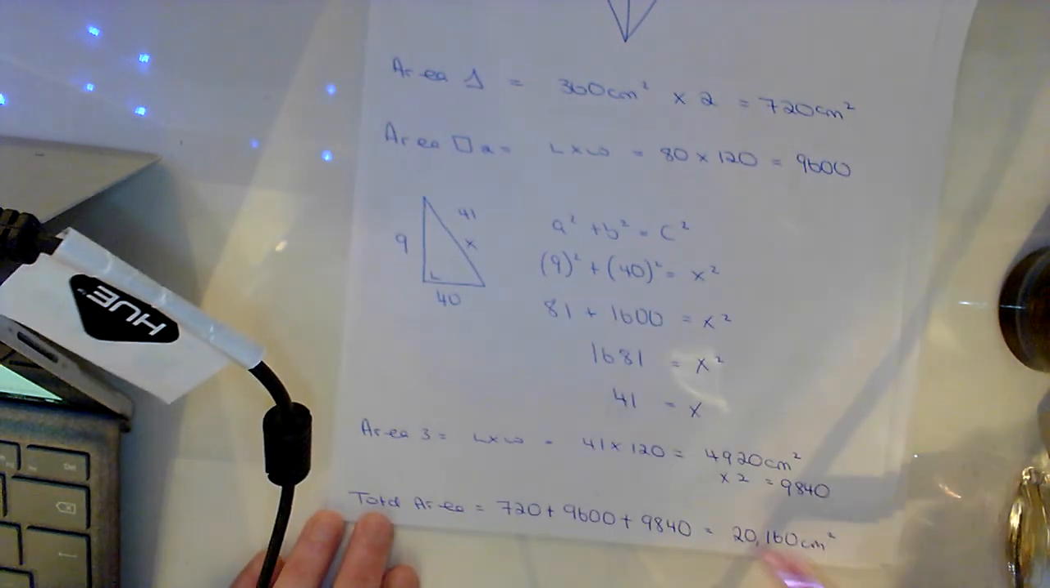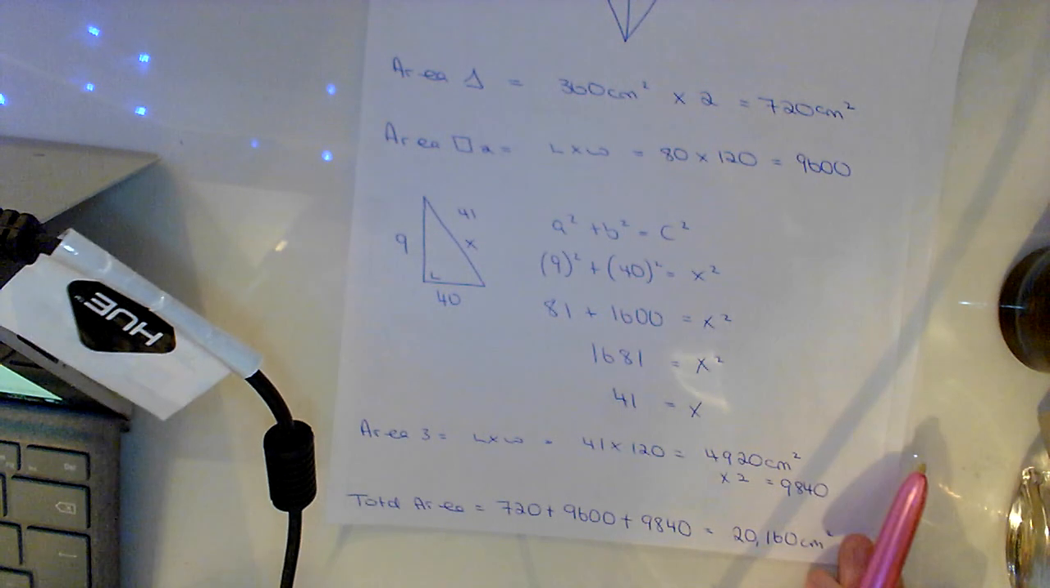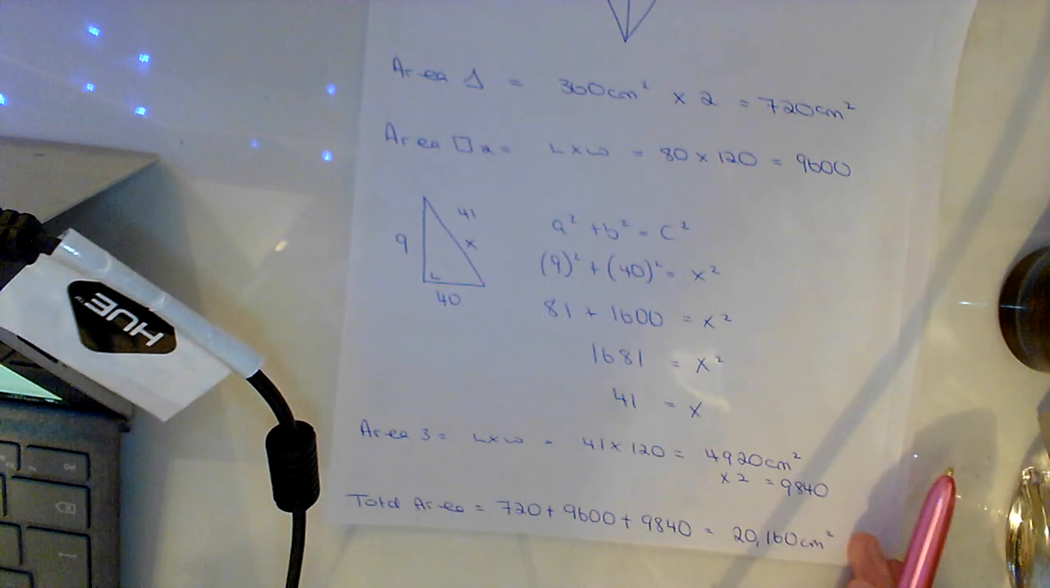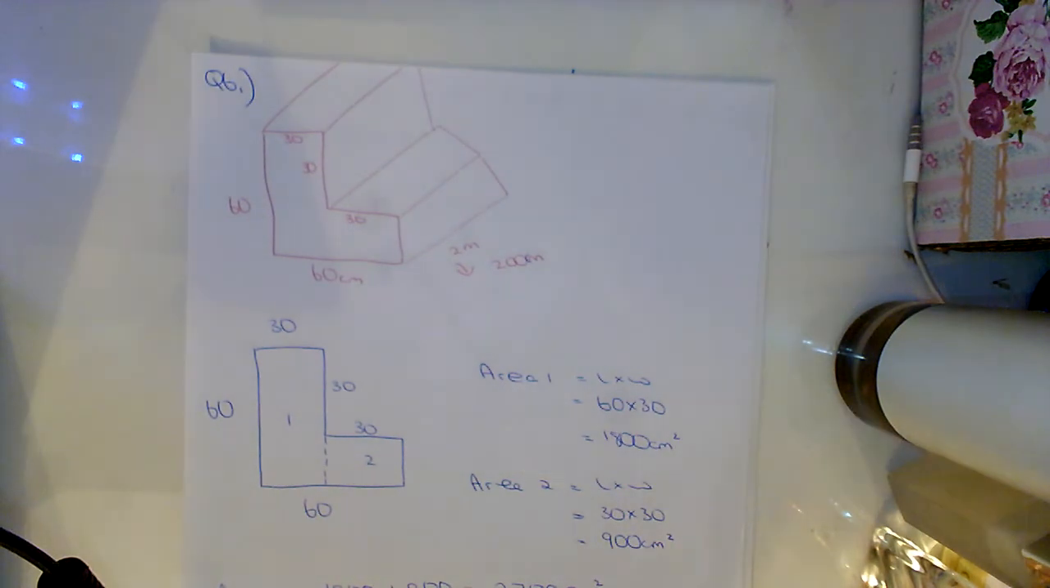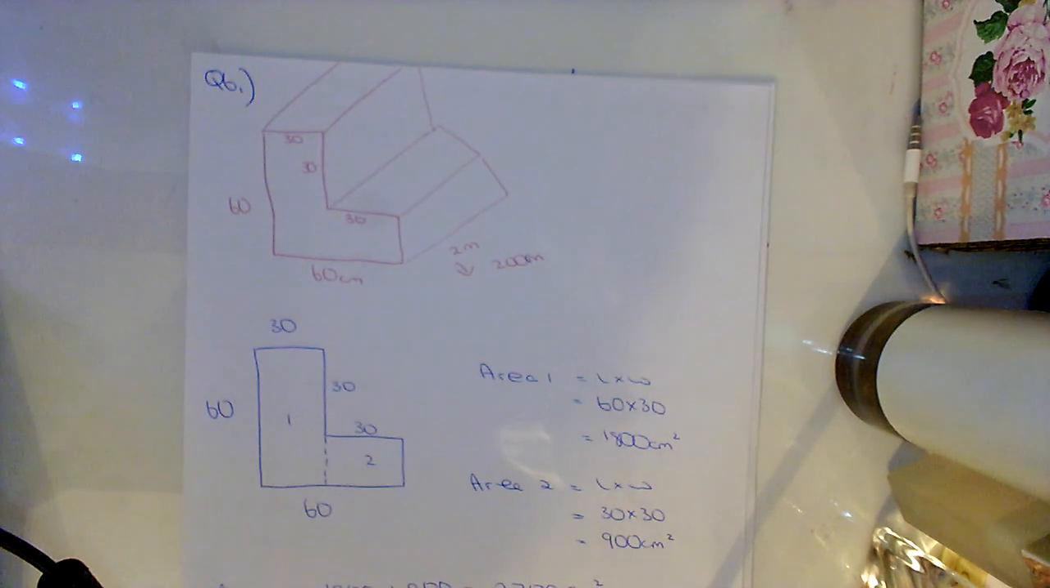Okay, next here I'm on to question 6. So question 6, it says a pair of steps is made out of concrete as shown. Find the volume of the concrete contained in the steps in cubic meters, so that's what I'm asked to find, and I'm also asked to find the cost of making the steps if concrete costs €88 per cubic meter.